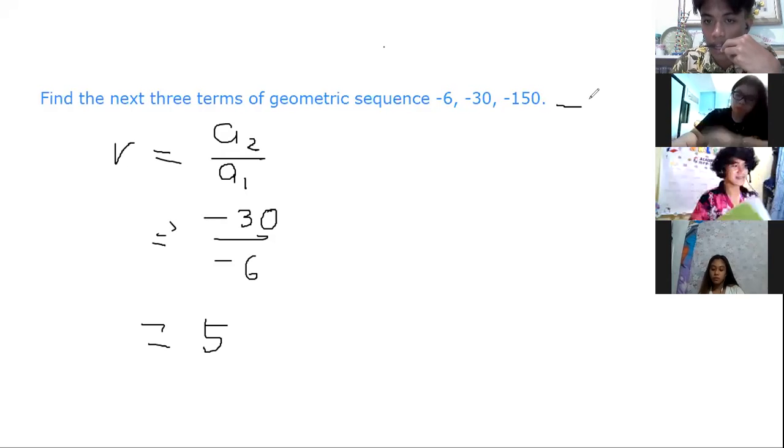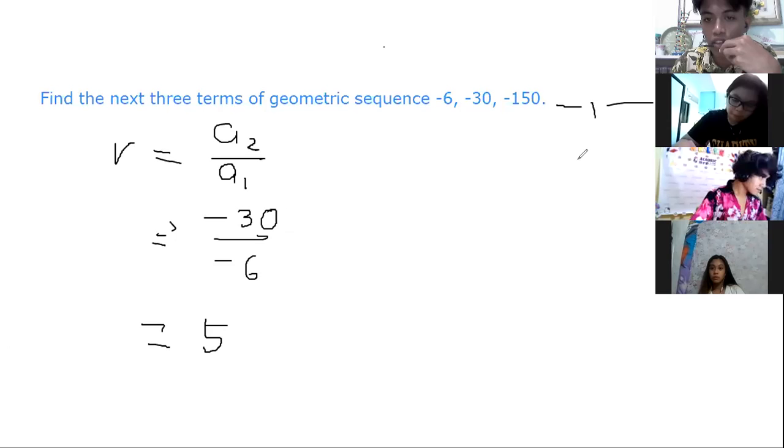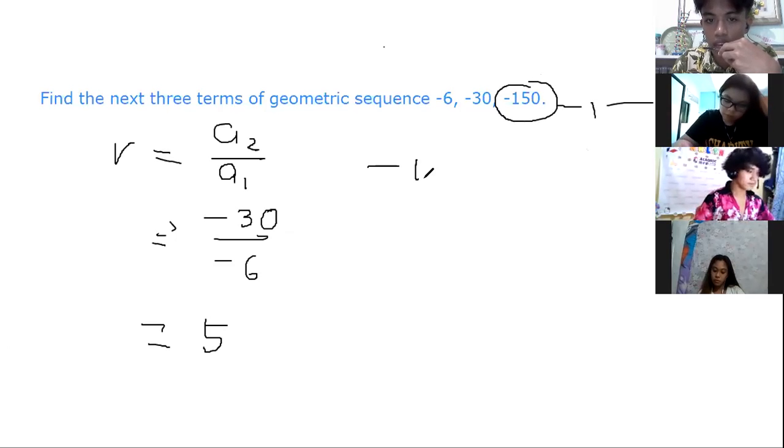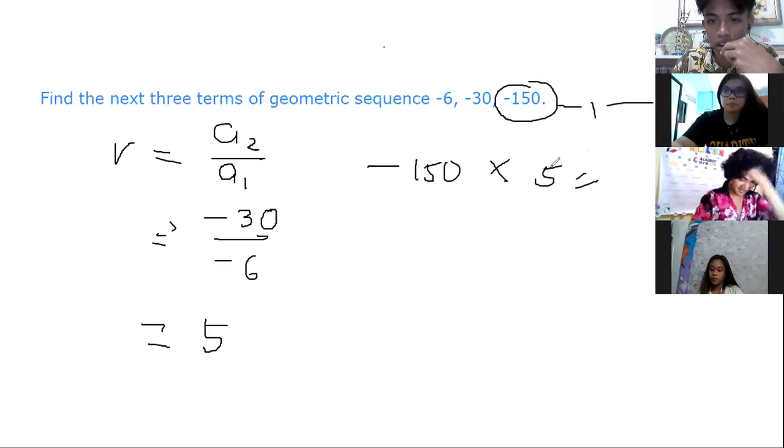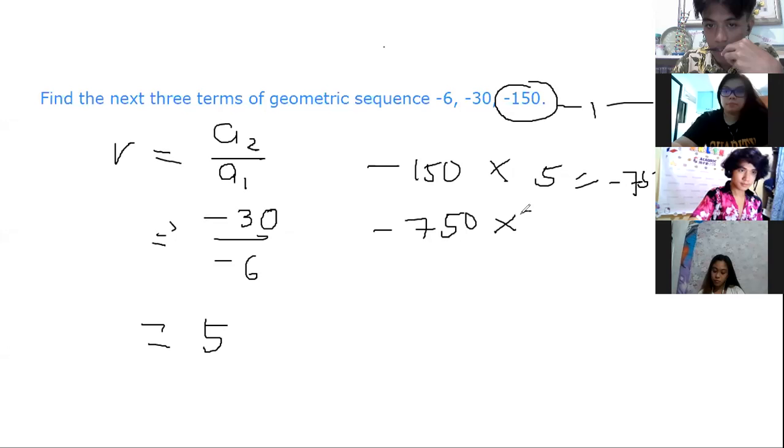So, may nawawalang 3 blanko dito. So, we need to find it out. So, ang pinaka-last term natin is negative 150. So, negative 150 ay i-multiply natin siya sa 5. Okay. So, 5 times 0, 0. 5 times 5 is 25. 5 times 1 is 5 plus 2 is 7. So, negative 750. Okay. Then, next naman is negative 750 multiplied again by 5.